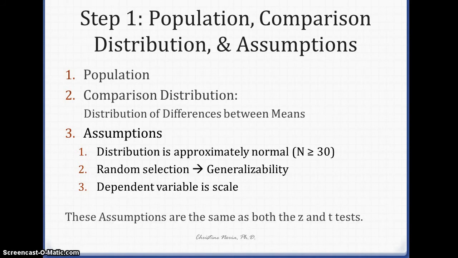So these assumptions are the same as both the z-test and t-test. So we really haven't learned any new assumptions so far. So if you're talking about comparing a sample to a population mean, or you're comparing 2 different sample means, then you're talking about the same set of assumptions.